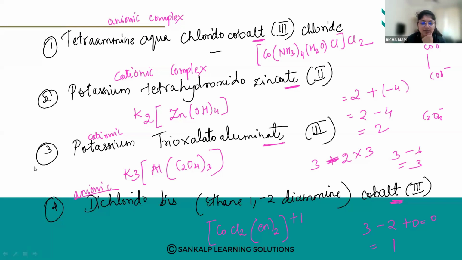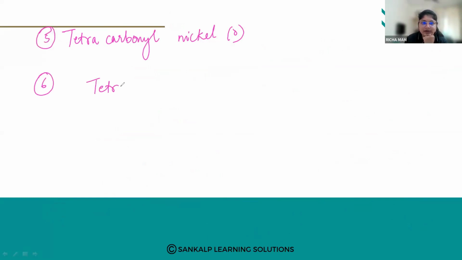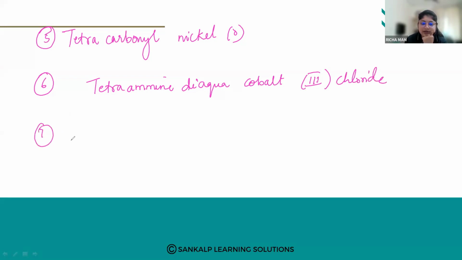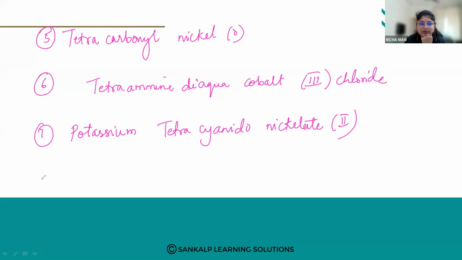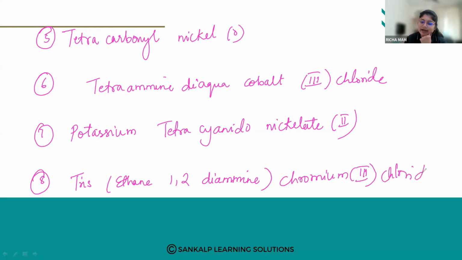So let us see some more complexes. Fifth one, tetracarbonylnickel(0). Then sixth one, tetraamminediaquacobalt(III) chloride. Seventh one, potassium tetracyanidonickelate(II). Eighth one, tris(ethane-1,2-diamine)chromium(III) chloride. Okay, try these now.